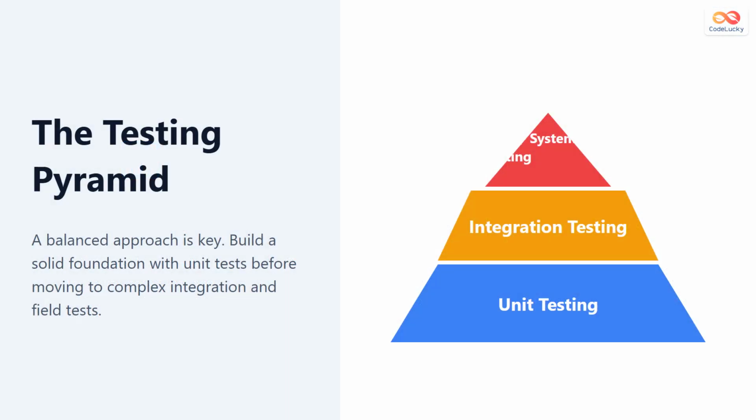To manage this complexity, we use the testing pyramid. It suggests a balanced approach. You should build a broad foundation of unit tests, followed by a middle layer of integration tests, and finally, a smaller, focused capstone of field or system tests.